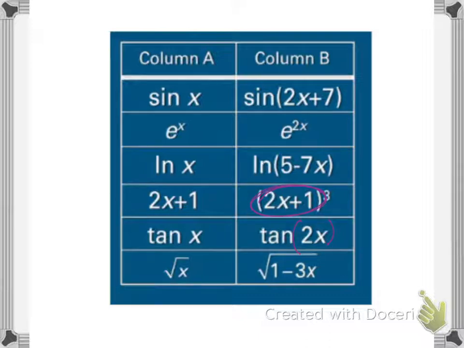So this first list of functions, you know the derivative of all 6 of these. However, the ones on the right, since we have a function inside a function, we have to learn a new rule called the chain rule in order to differentiate those. The way to recognize if a function requires chain rule is you're looking for a function inside a function.